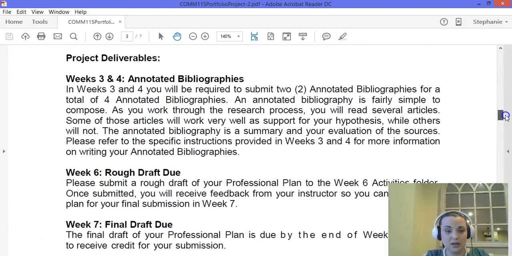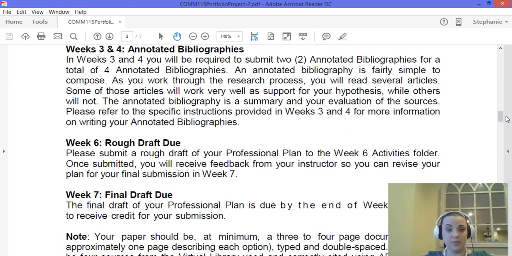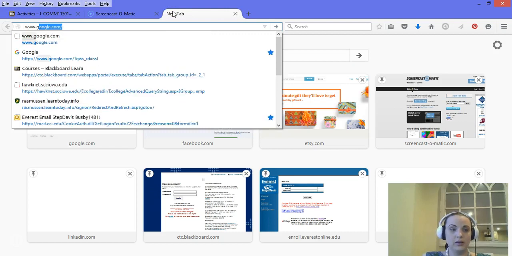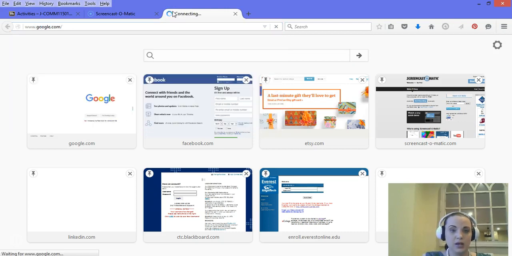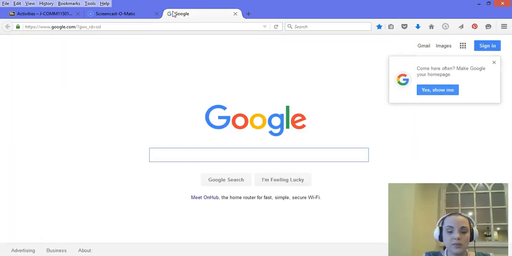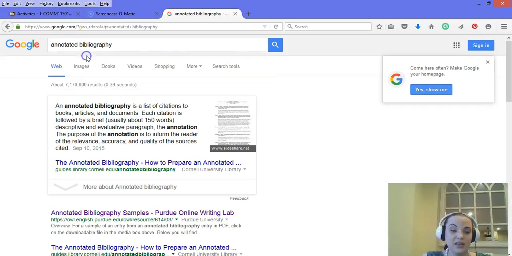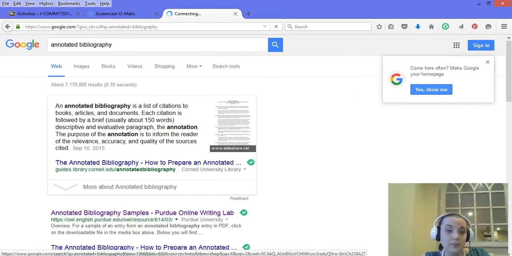I will break it down a little bit more here. So ultimately, that's the paper. But in week 3 and 4, you're going to be submitting 2 different annotated bibliographies. Okay, so an annotated bibliography. Let me pull something up here for you real quick. I want to show you what an annotated bibliography is. In week 3, you're submitting an annotated bibliography, and also in week 4, you're submitting an annotated bibliography.